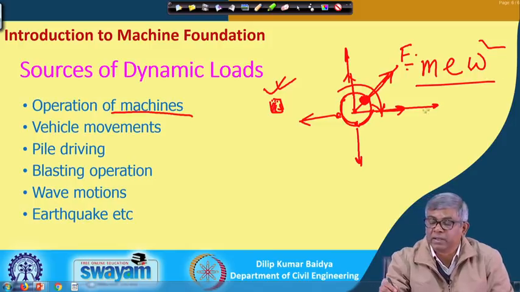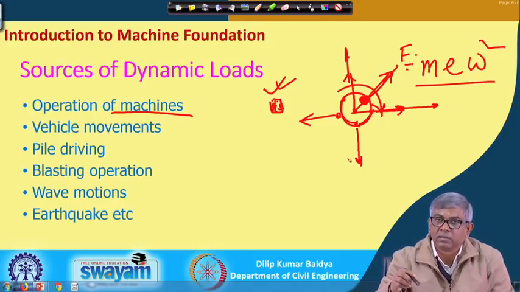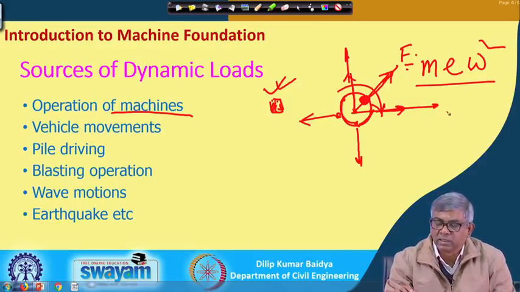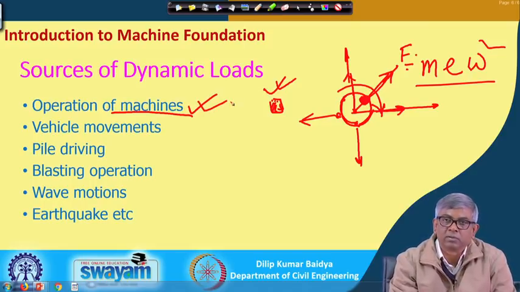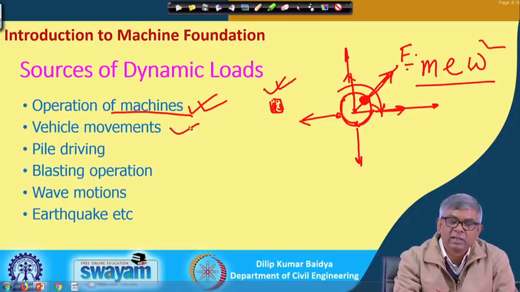So, F equals m e omega square, and it is a function of frequency, since with a change of frequency it is changing. So, it is a dynamic force that also changes in magnitude. This part I will discuss in detail later on. This is one of the sources of dynamic force, that is, in the operation of machines, and another is vehicle movement.